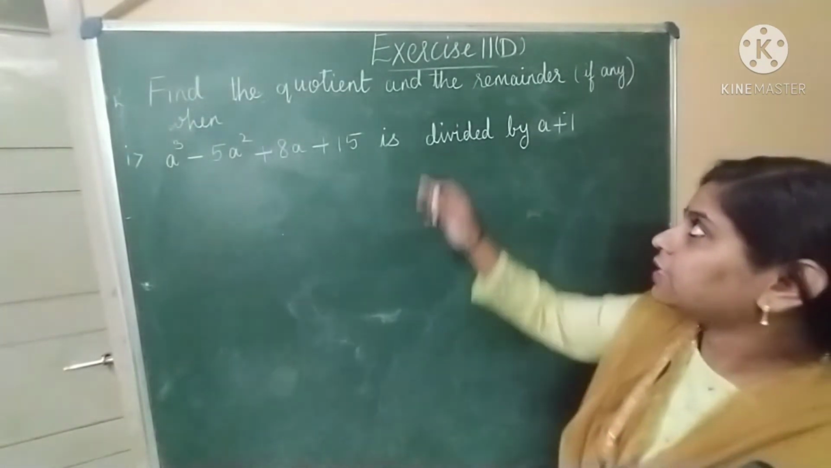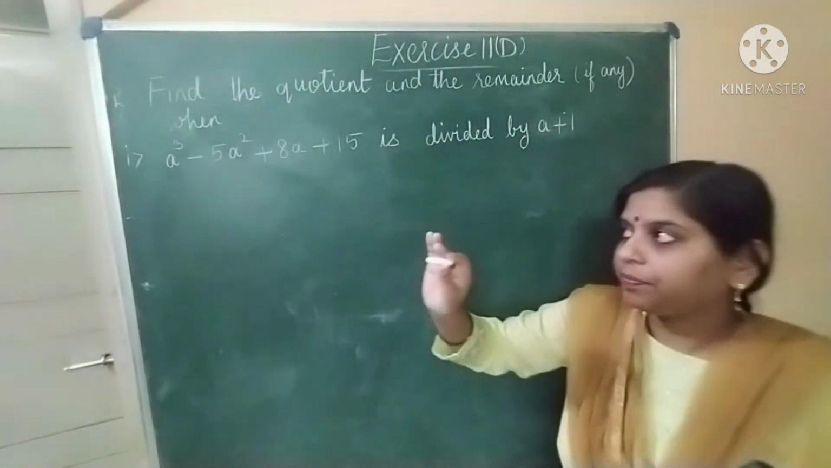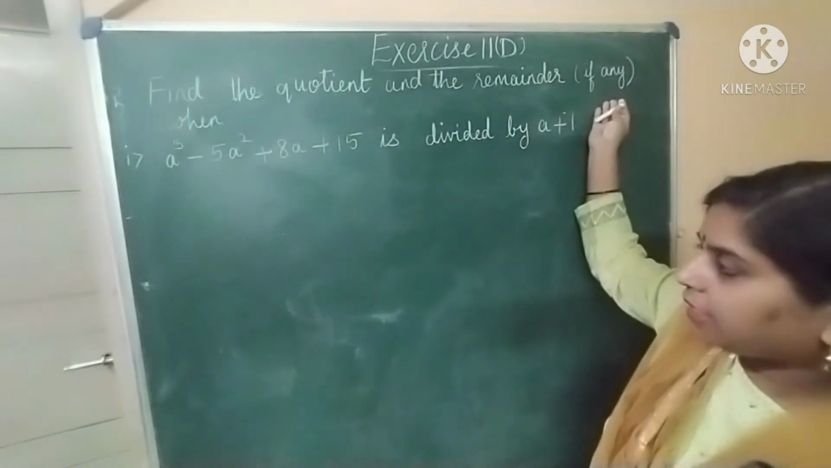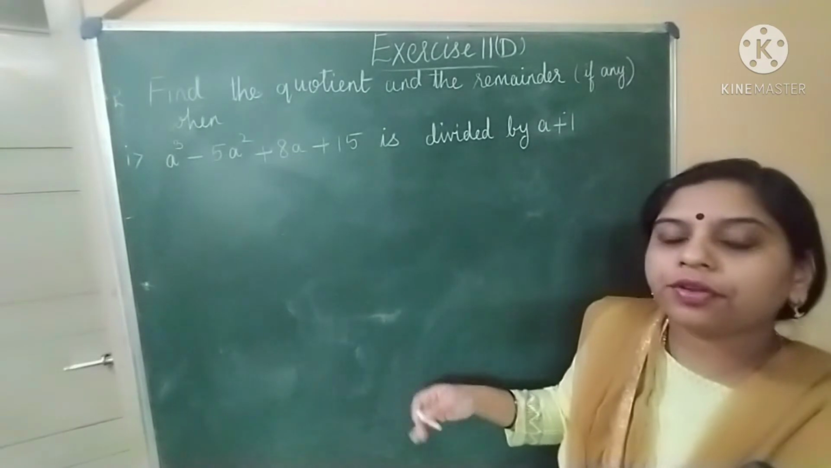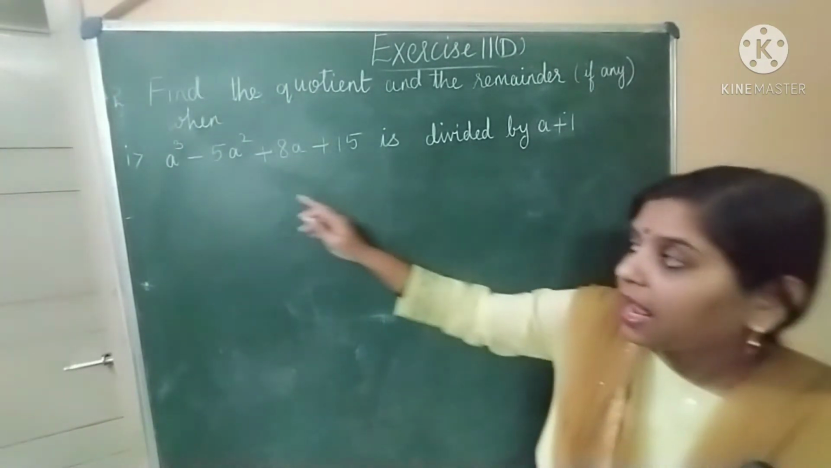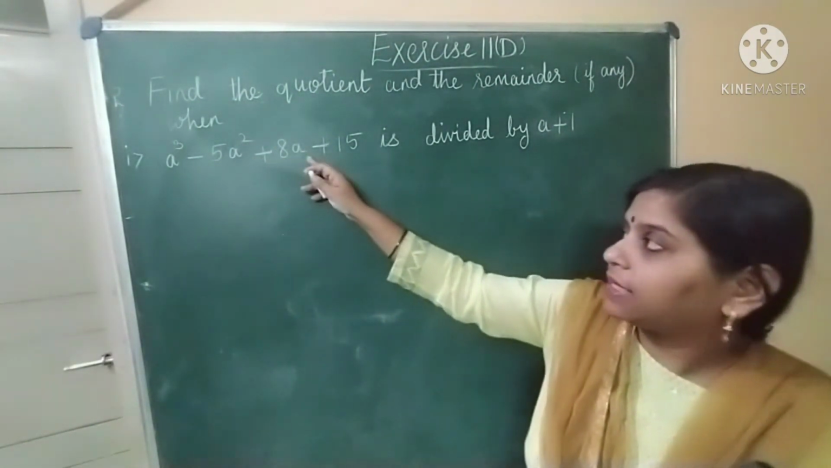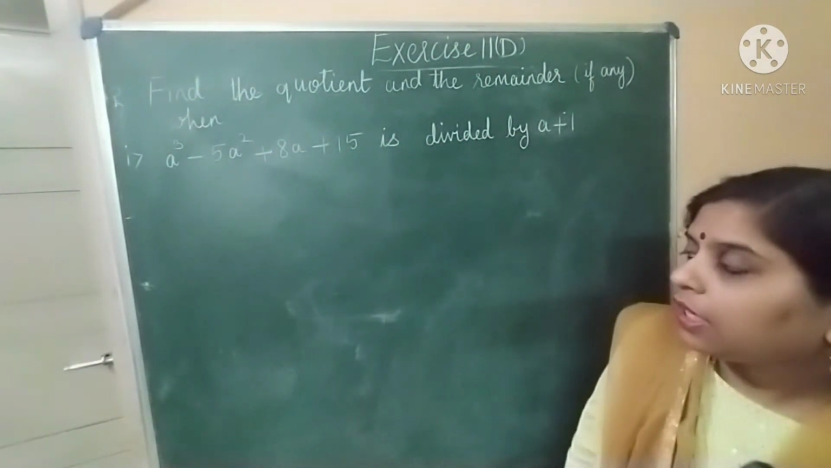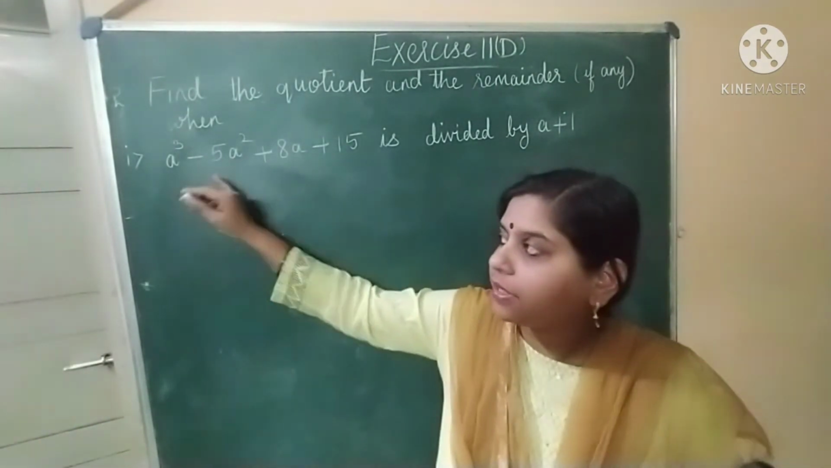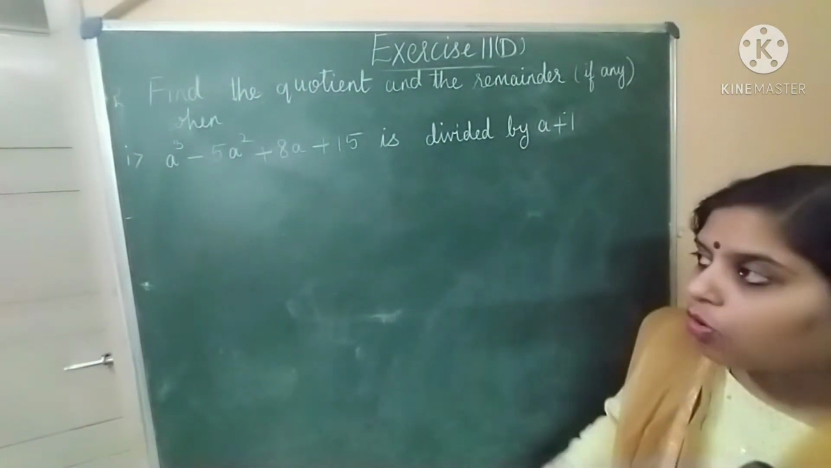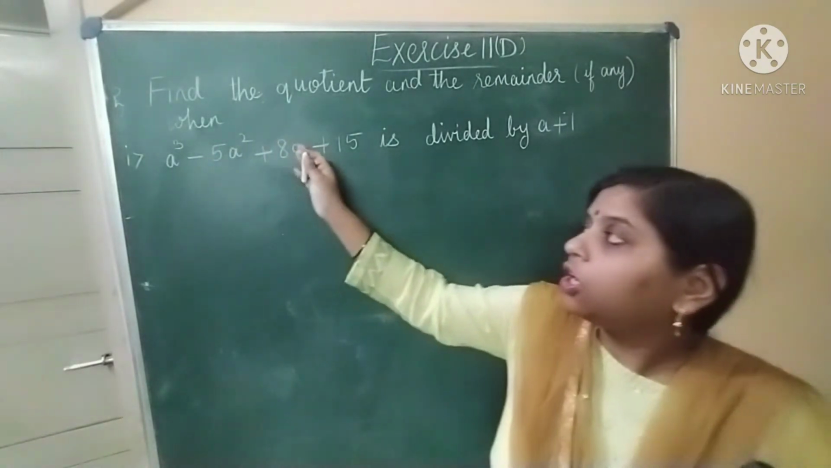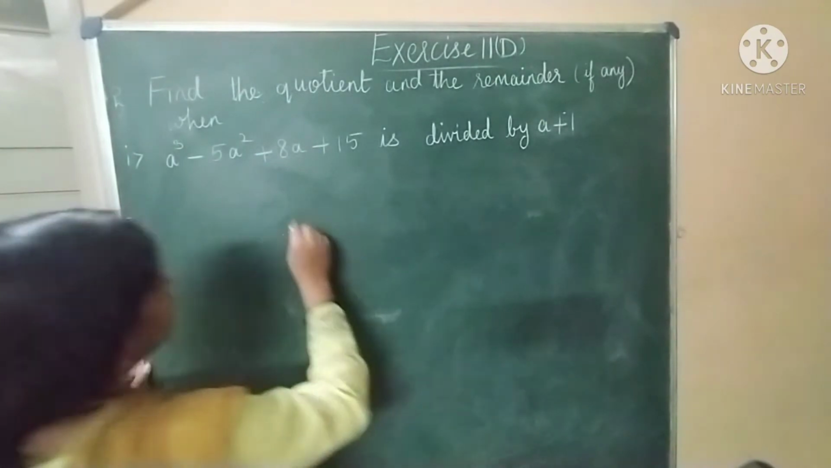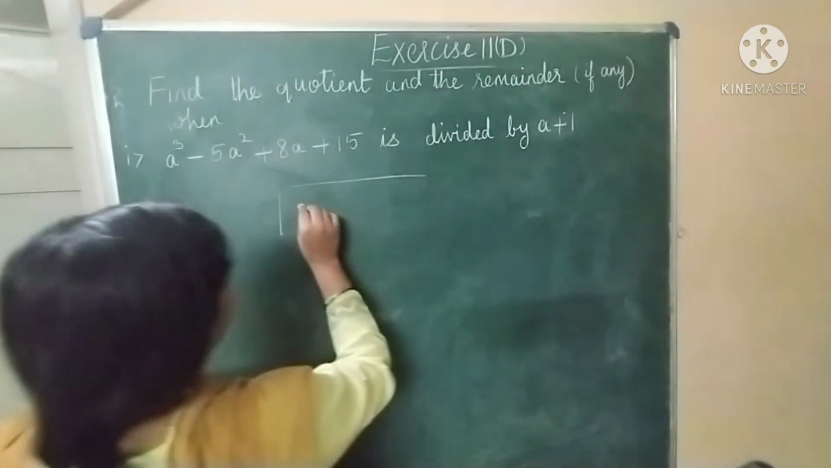So here, exercise 11D, second problem. Find the quotient and the remainder, if any remainder remains, or if it is 0, when a cube minus 5a square plus 8a plus 15 is divided by a plus 1. If you observe carefully, the dividend expression is already from the higher order to the lower order. No need for any changes, so directly we will put it in the format of division.